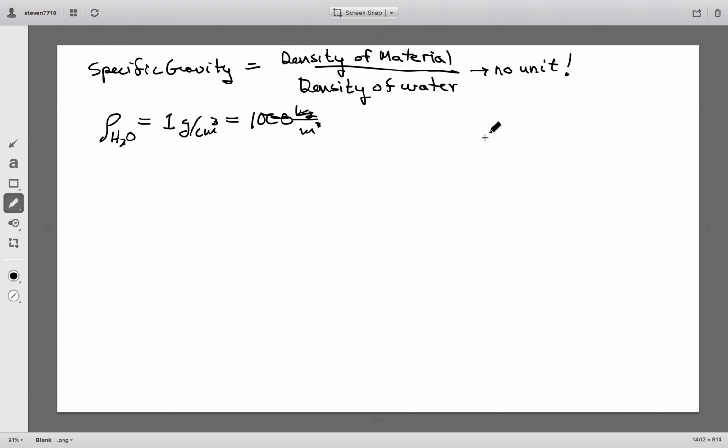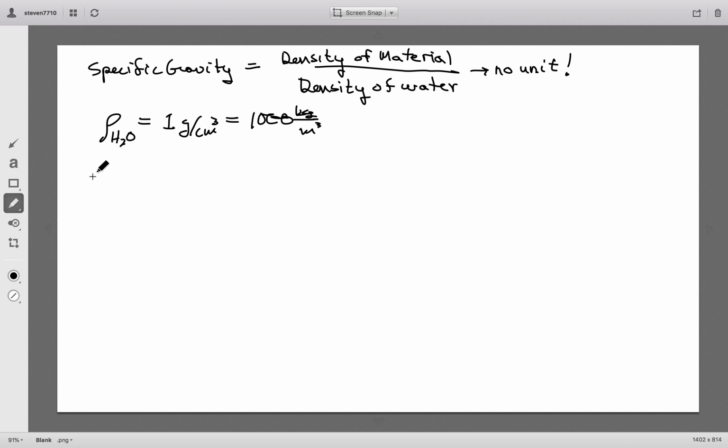And the idea of specific gravity is essentially a number that tells you how many times, what factor your density is compared to water. If your specific gravity is 1, that means your material is water. If your specific gravity is 100, that means your material is 100 times denser than water. If your specific gravity is 0.1, then your material is 0.1 times the density of water, or 1/10.